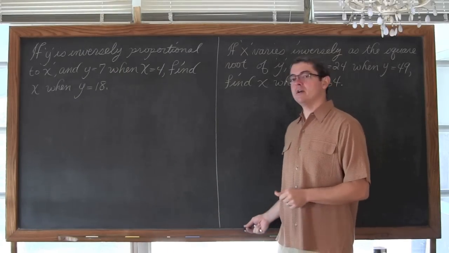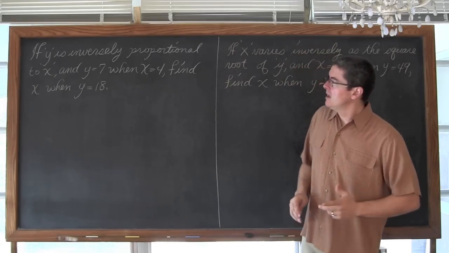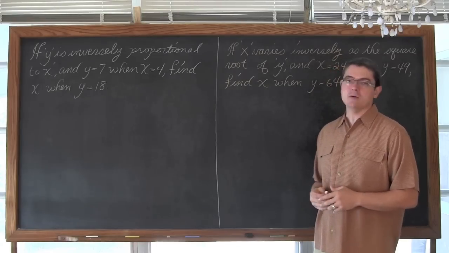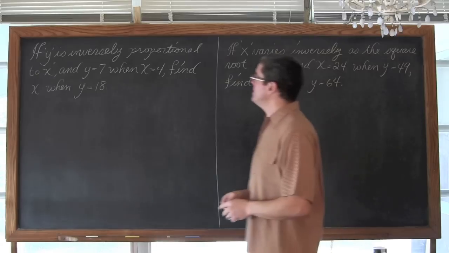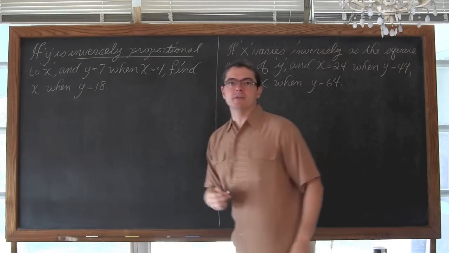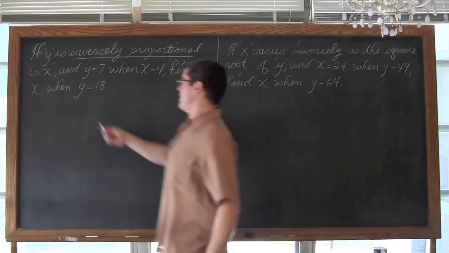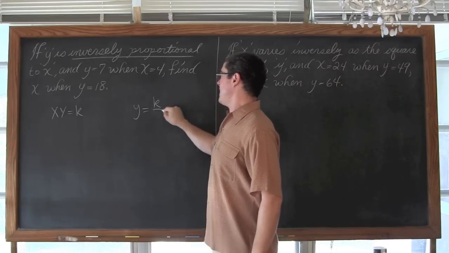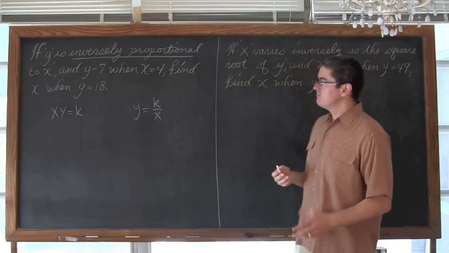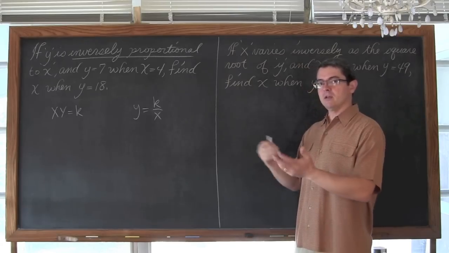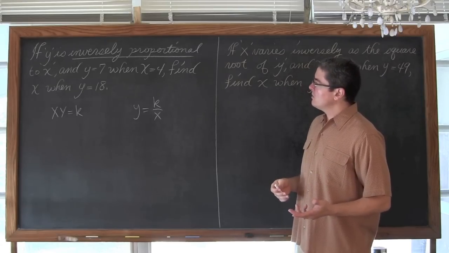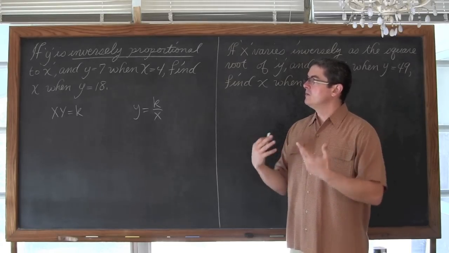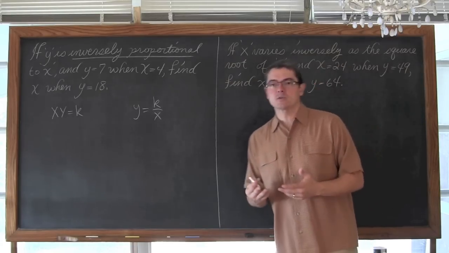So over here we have: if y is inversely proportional to x and y equals 7 when x is equal to 4, find x when y is equal to 18. As soon as you read inversely proportional, decide whether you want to set up your equation as xy equals k or y equals k over x. It really doesn't make any difference. They're both inverse proportions. So when y equals 7 and x equals 4, find x when y equals 18.